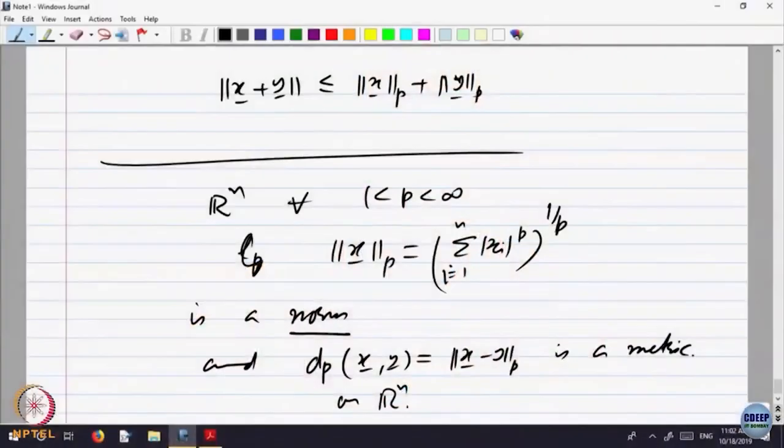So, on the same set R n, you have got an infinite number of metrics. For every p, even p equal to 1 we have done, p equal to infinity also we have done, and every power in between, p bigger than 1 and less than infinity, we are also getting a metric. And the next thing we will show is that it is not only a metric on R n, it is a metric on R infinity also. Well, that is a minor step because these are partial sums already, 1 to n kind of thing.